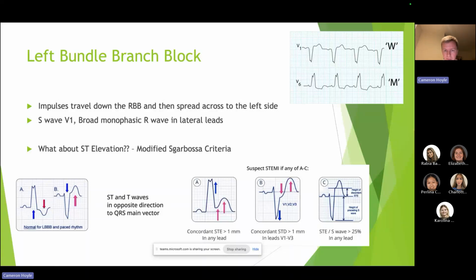Because of this discordance. So to distinguish between whether there is just left bundle branch block or whether there's left bundle branch block in the context of ischemia, so if you've got a STEMI as well, you can use the modified Sgarbossa criteria. This looks at any of these three things being present. If you've got concordant ST elevation, so your QRS complex is pointing upwards and you also have ST elevation of greater than 1 millimeter, then that signifies there's probably a STEMI.